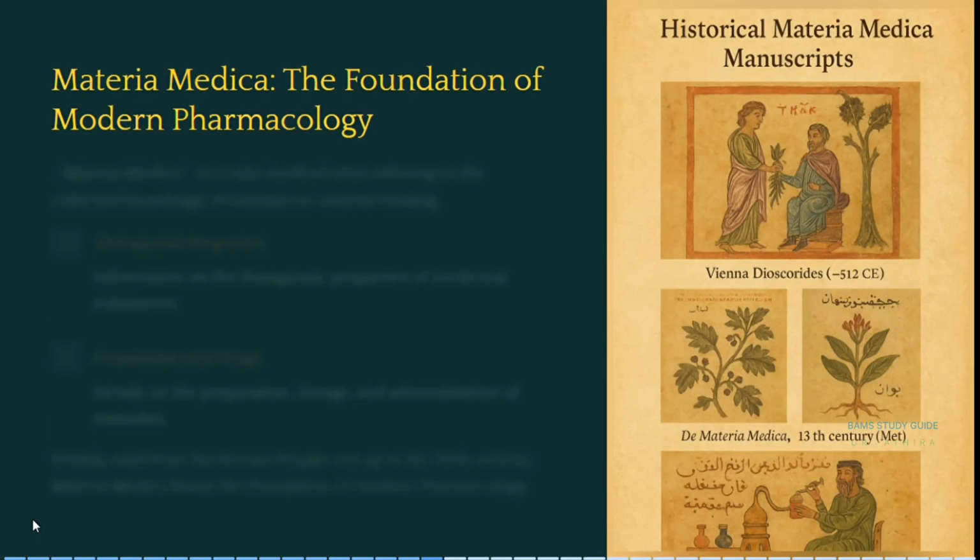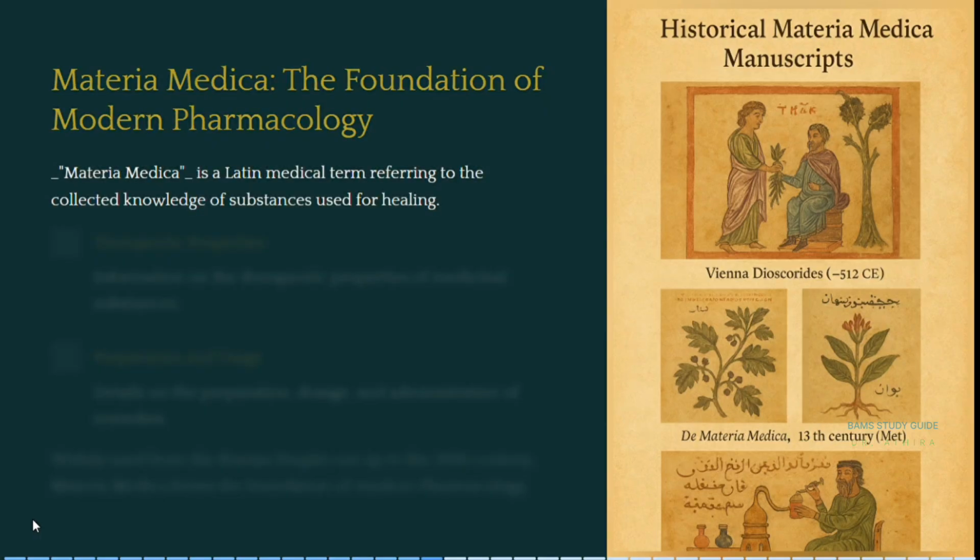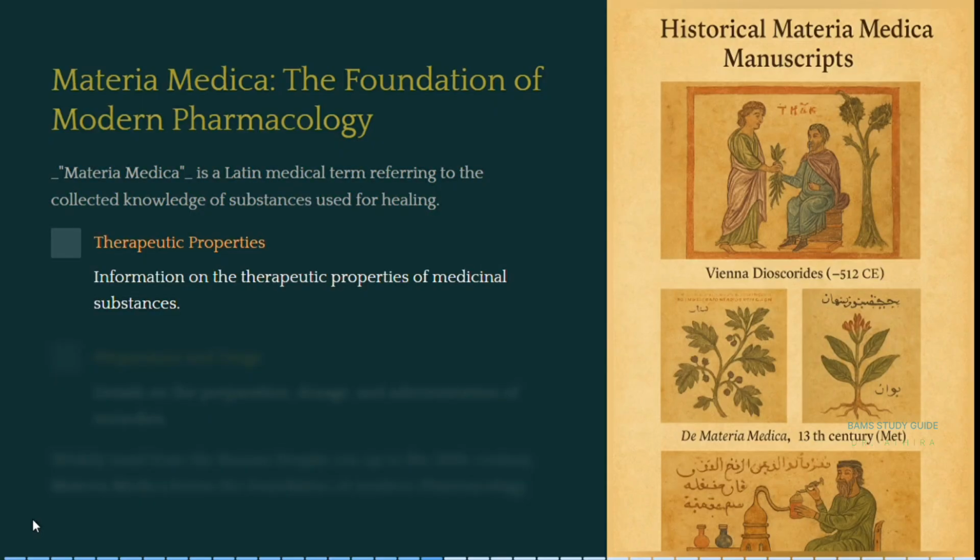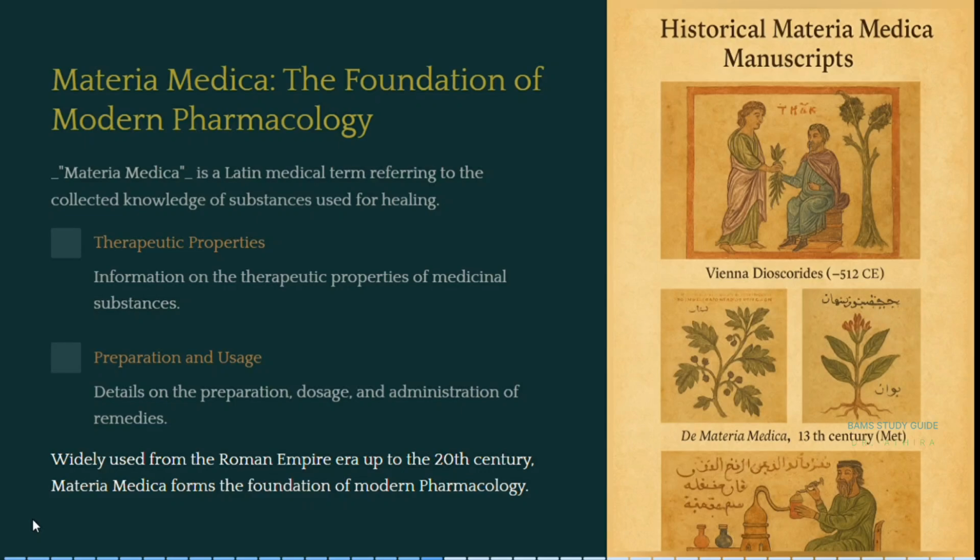Materia medica is a Latin term that refers to the collected knowledge of substances used for healing. It includes details about their therapeutic properties as well as their preparation, dosage, and usage. Widely used from the Roman era up to the 20th century, Materia medica forms the foundation of modern pharmacology.